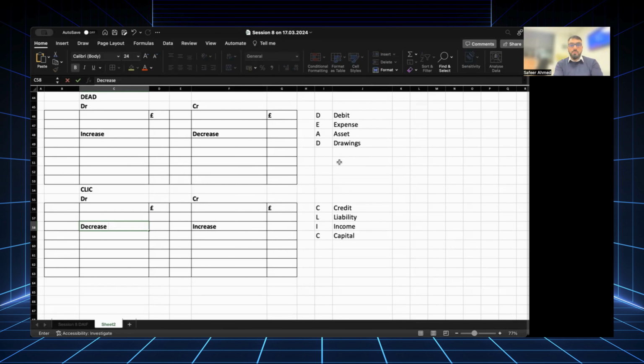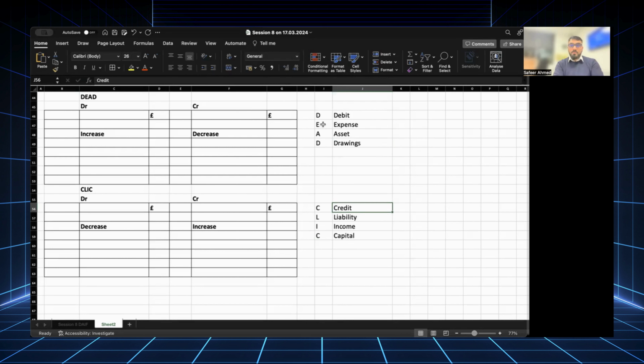So the first thing you need to remember is DEAD CLIC. Remember that this is given to us as part of the Osborne Books as well. You might have come across that. So DEAD stands for debit, expense, asset, and drawing, and CLIC stands for credit, liability, income, and capital. Now, it doesn't stop there.